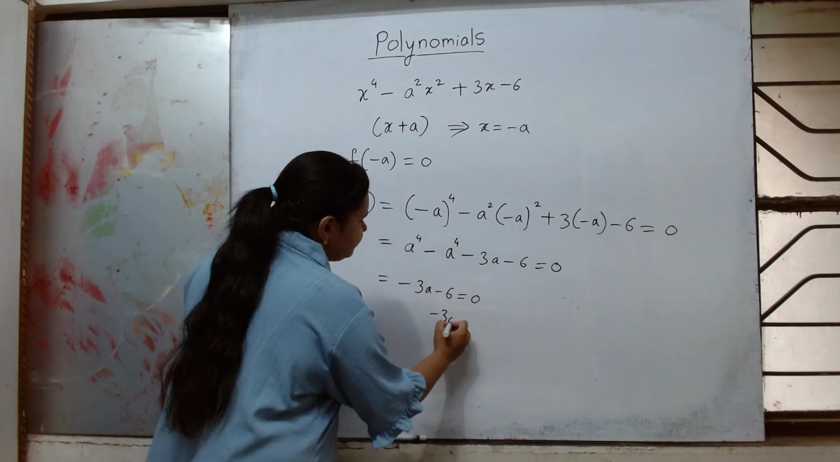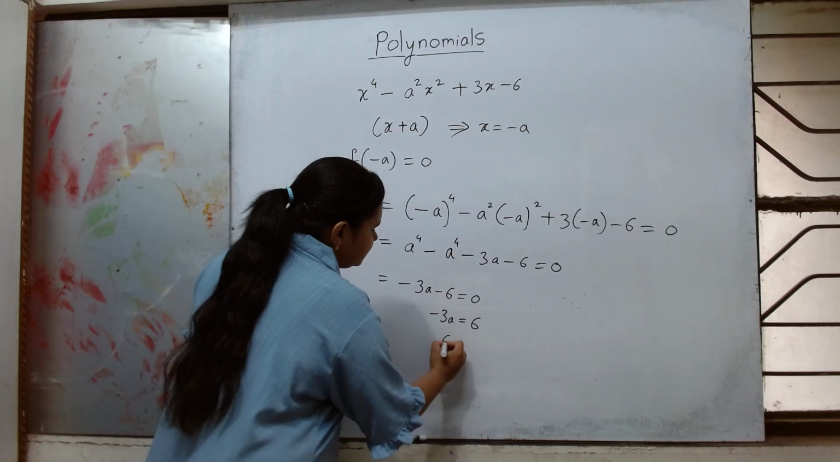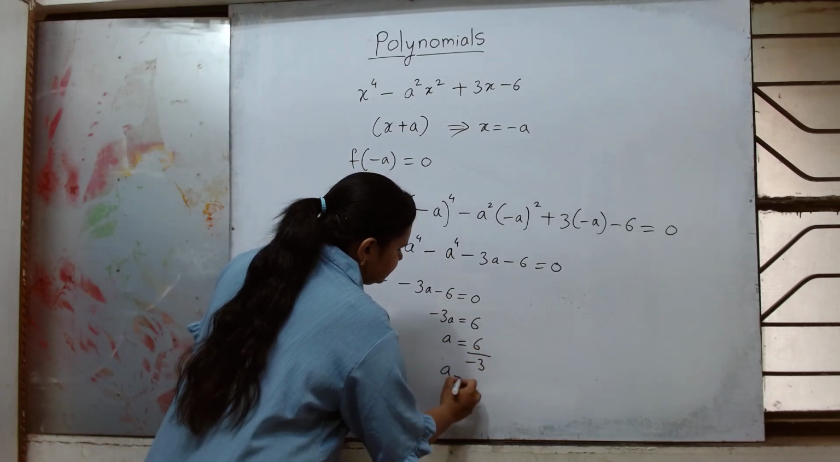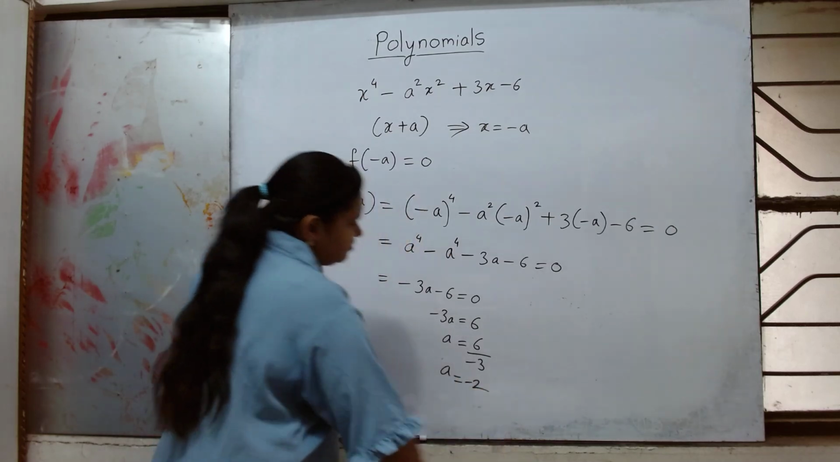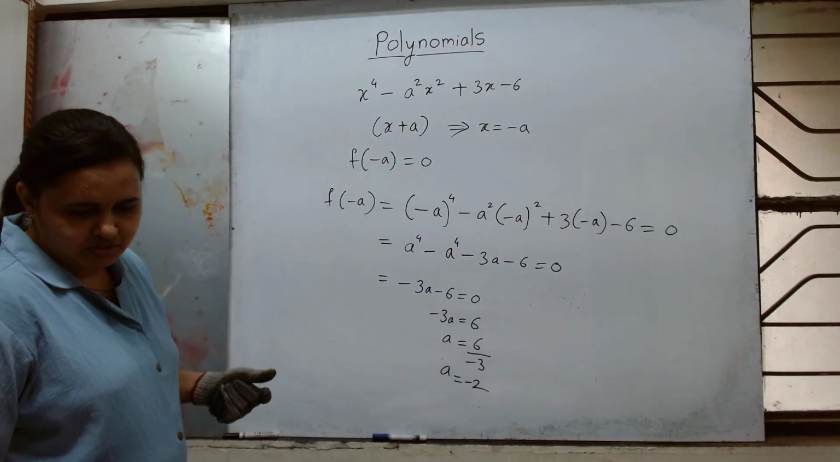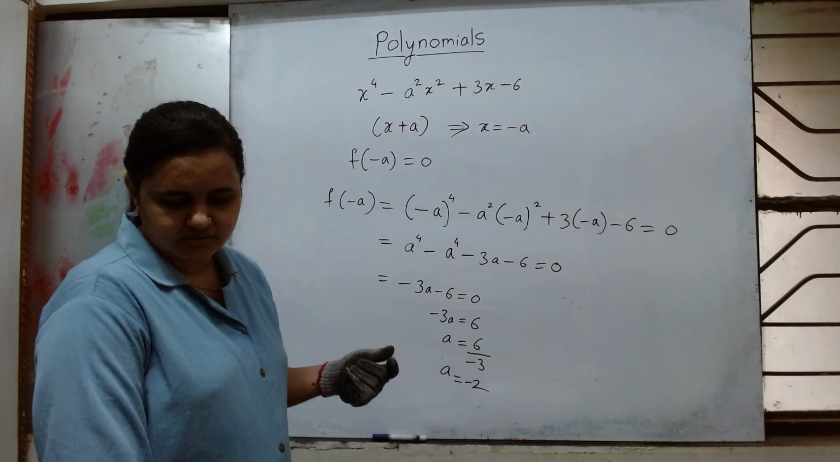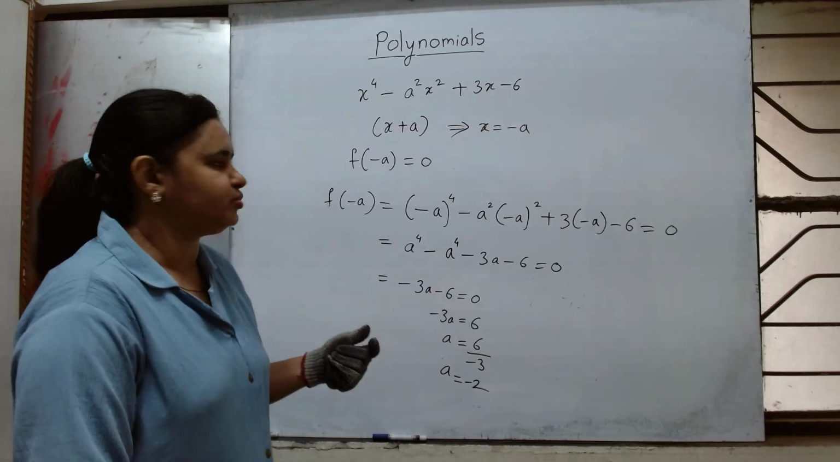Now minus 3A will be equal to 6. A will be equal to 6 upon minus 3. A will be equal to minus 2. So our answer is minus 2. That is, A is given as minus 2.